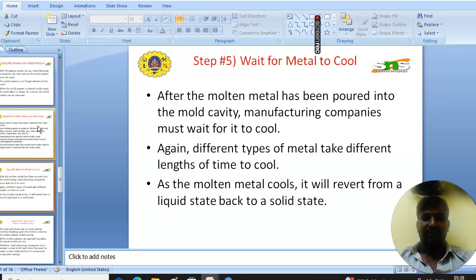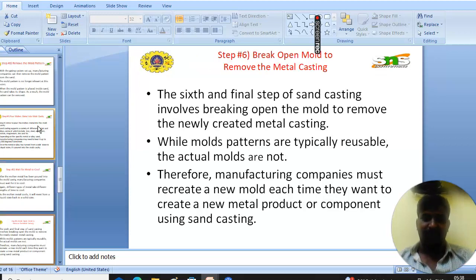After the molten metal has been poured into the mold cavity, the manufacturing companies must wait for it to cool. Again, different types of metal can take different lengths of time to cool. As the molten metal cools, it will revert from the liquid state back to the solid state. The final step is breaking open the mold to remove the metal casting. The final step of sand casting involves breaking open the mold to remove the newly created metal casting.